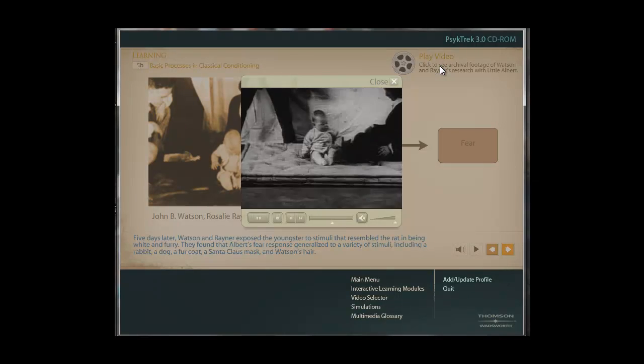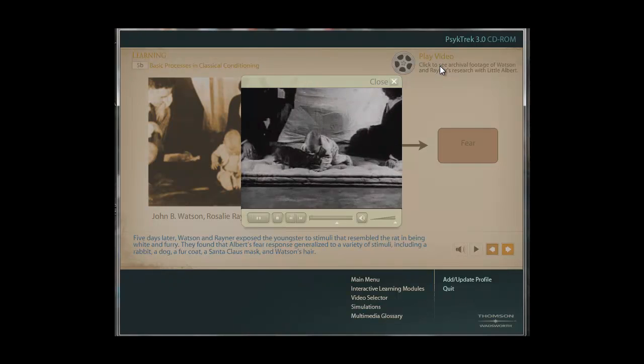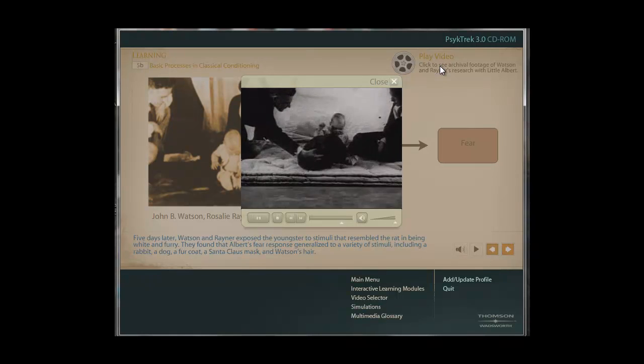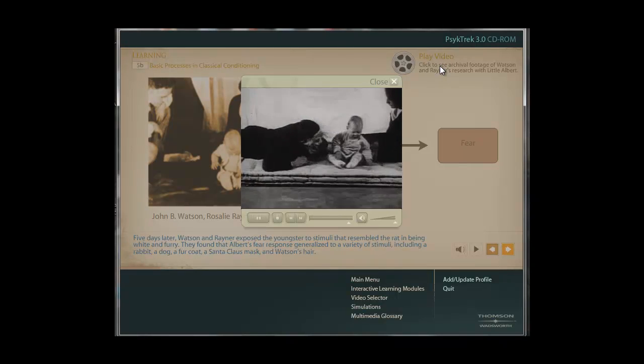His fear generalized to other furry objects, such as this rabbit. Generalization also occurred to a fur coat and to a Santa Claus mask worn by Watson.